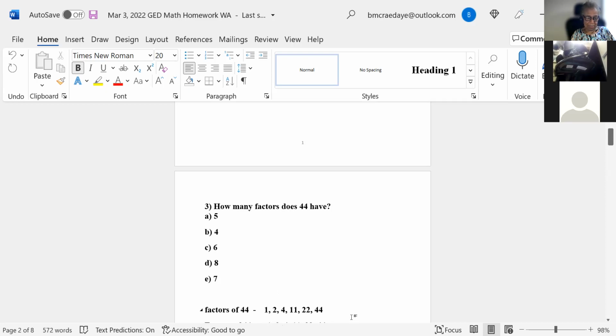How many factors is that? 4 times 11 is 44. No, how many factors? These are all the factors of 44. How many do you see? 6. 6, right? So your answer would be what?